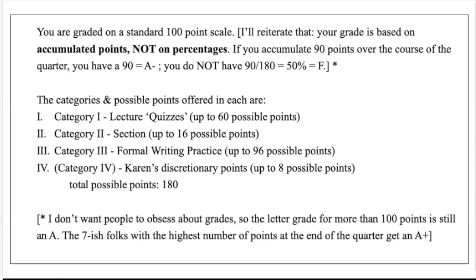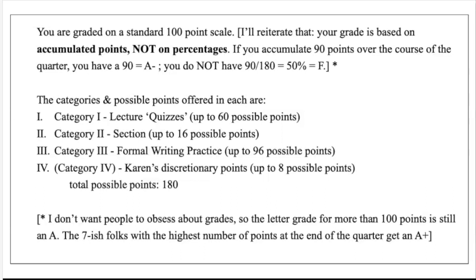The categories and possible points offered in each category are: Category 1, lecture quizzes, up to 60 possible points. Category 2, section, up to 16 possible points. Category 3, formal writing practice, up to 96 possible points. And Category 4, my discretionary points, up to 8 possible points. Total 180.